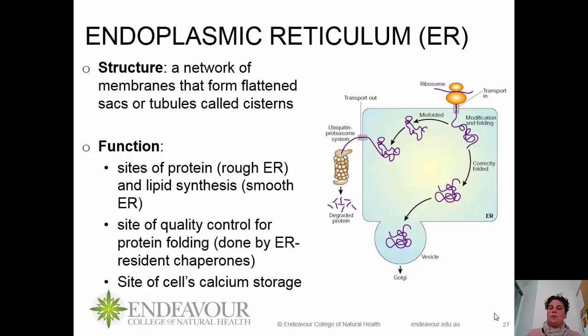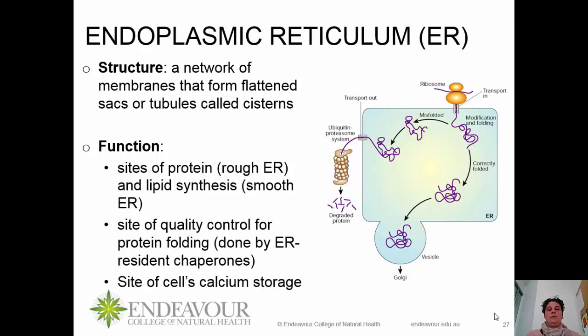One is synthesizing protein and lipids. To synthesize protein, you will need rough ER. It's rough because part of that ER contains another organelle on itself called the ribosome, and we'll talk about ribosome in the next slide. The lipid synthesis itself actually happens on something we call a smooth ER.